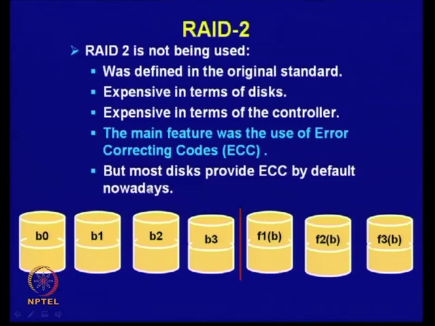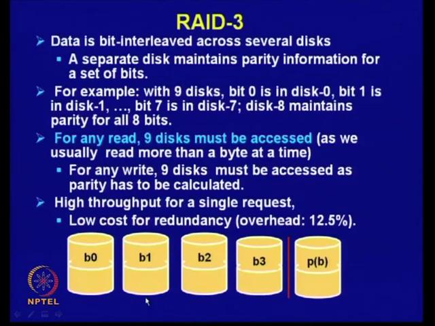However, most disks provide ECC by default nowadays, but this is not done at the disk level, it is done within the disk. So, error correcting code is not provided in this way, but within the disk you can use error correcting code, because disks are a very unreliable medium, and error correcting code is provided within the disk. Then coming to RAID 3, data is bit interleaved across several disks.